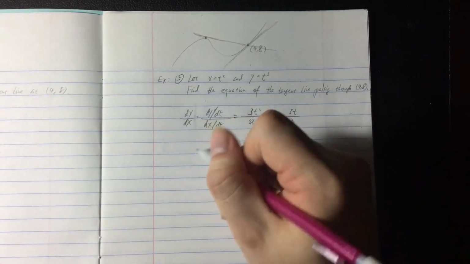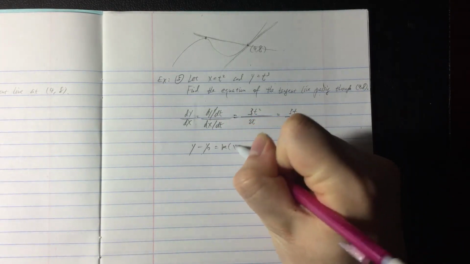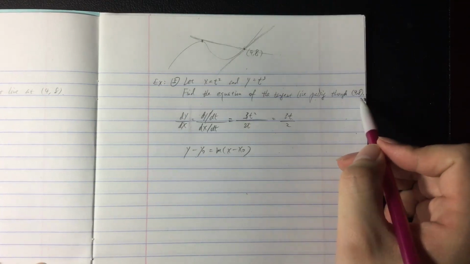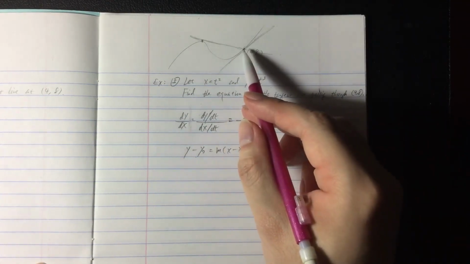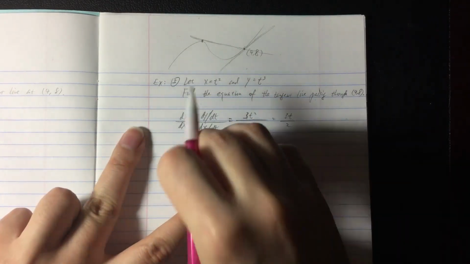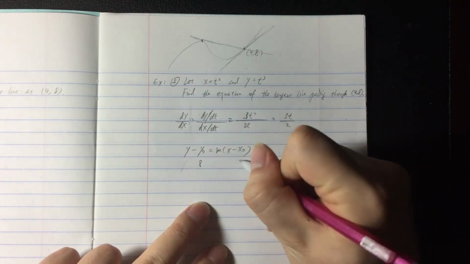Now we know the equation of the line is y minus y0 equals the slope times x minus x0. A point on the tangent line is 4, a. So x0, y0 here: y0 is a, x0 is 4.